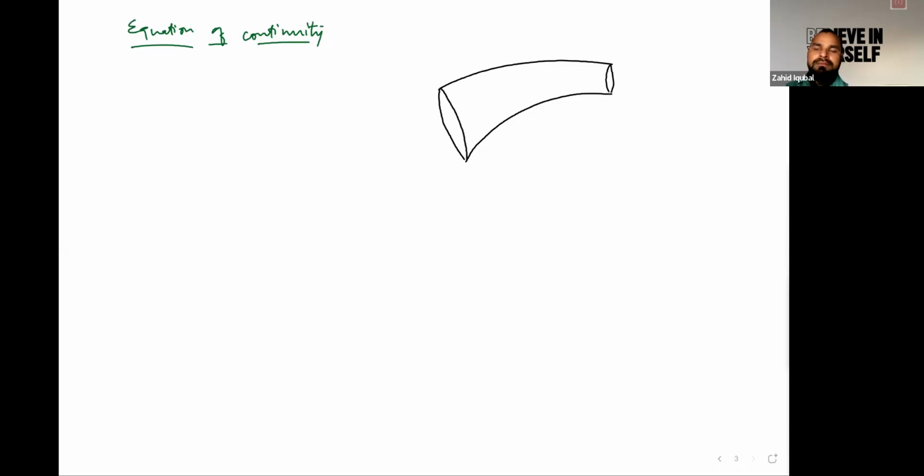Let's say this is a tube having area of cross section A1 and A2. Liquid is flowing at this instant having velocity V1, and at this instant having velocity V2. If the liquid is non-viscous and incompressible, according to conservation of matter, the mass of liquid entering the first end per unit time should be equal to the mass of liquid ejecting at the other end per unit time.